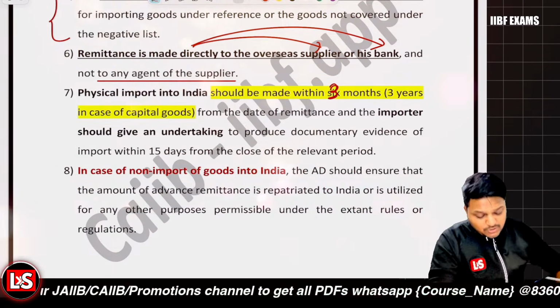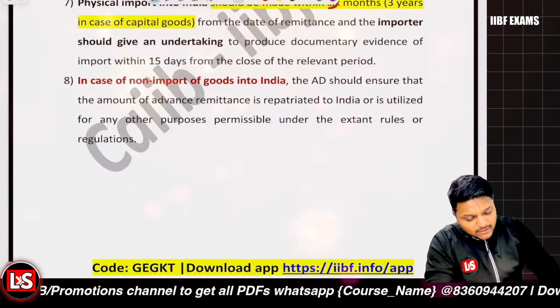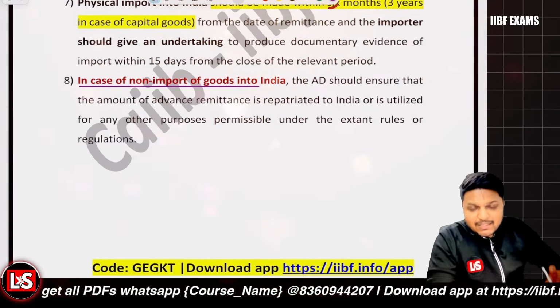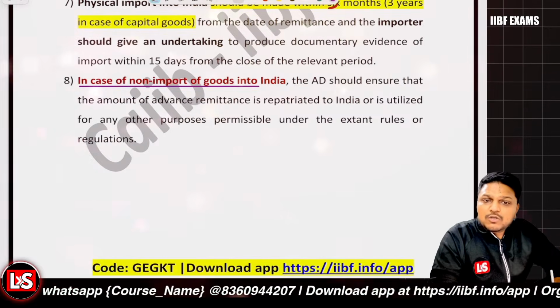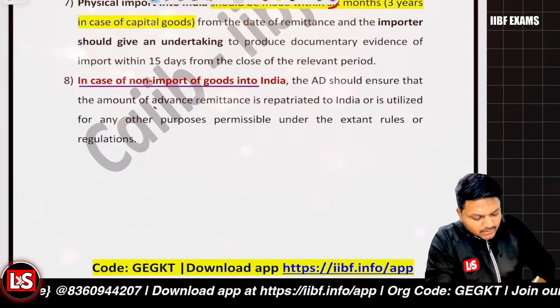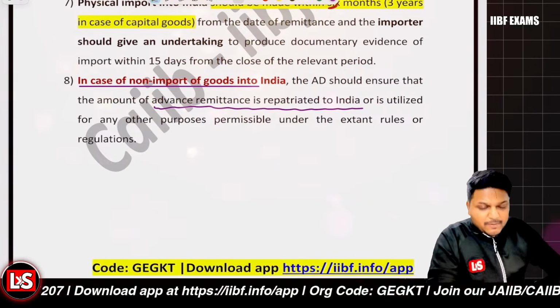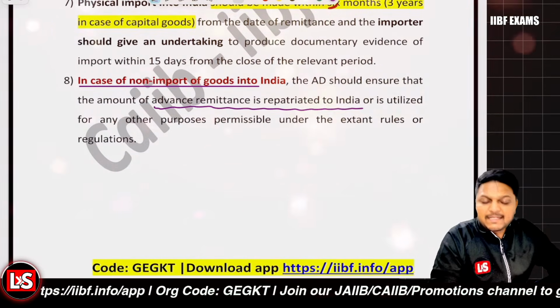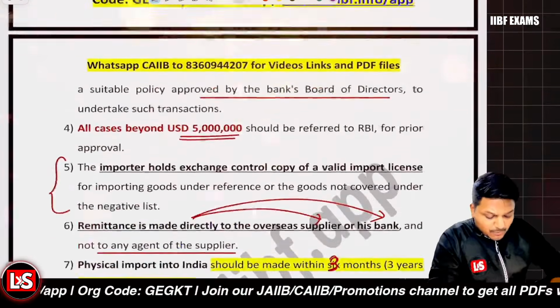And in case there is no import of the goods and you have made the advance remittance, it should be taken care of, and the authorized dealer bank is to ensure that the advance remittance is repatriated to India, or is utilized for any other purposes which are permissible under the guidelines, right? So these are the important points.